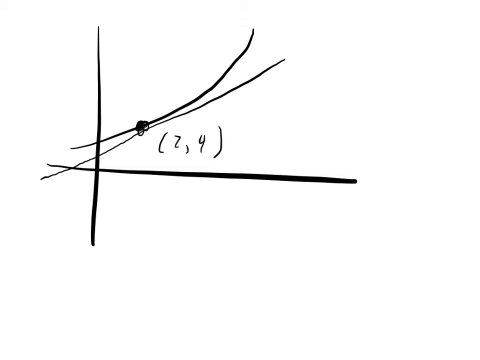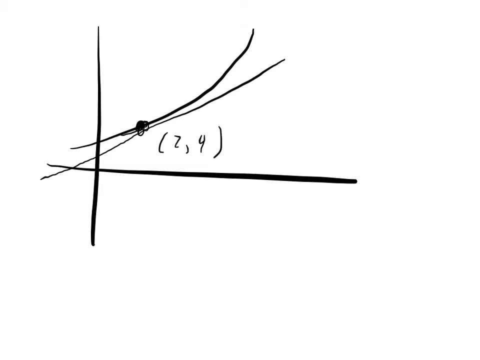So we want to look at the following. Let's suppose we have some function here, and it looks something like this. And we are interested in finding the slope of a line tangent to the curve at this point right here. And let's say furthermore that that's the point (2, 4).